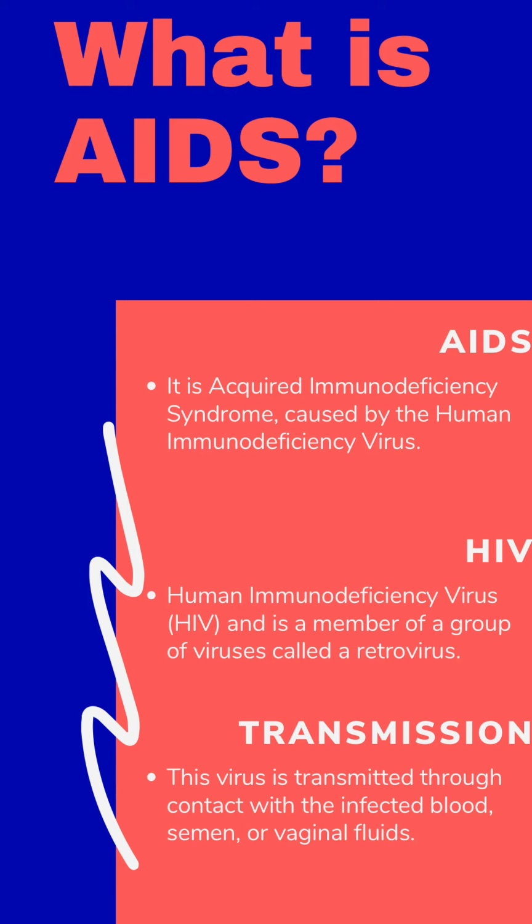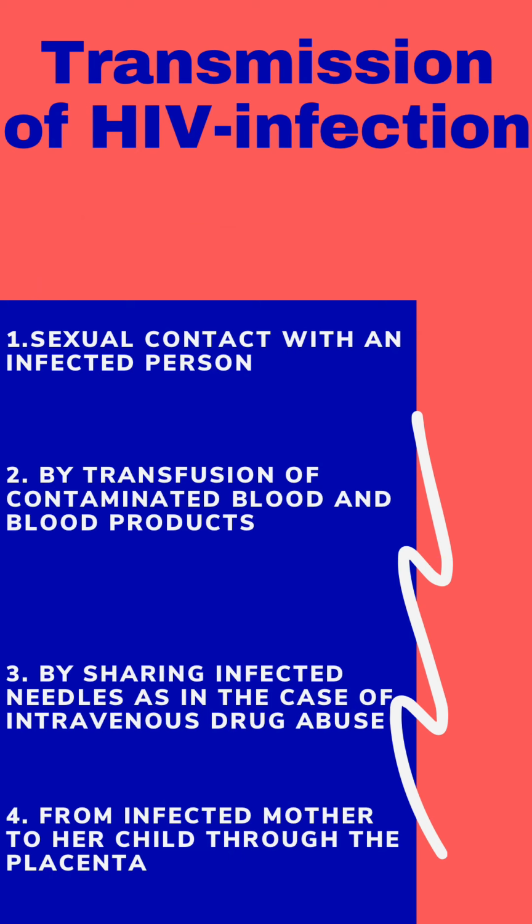And what is the route of transmission? What are the modes of transmission of HIV? It is the infected blood, the semen or the vaginal fluids. How does the transmission of HIV infection occur? Mainly through sexual contact with the infected person. After this, it can occur through the transmission of contaminated blood and blood products, and also by sharing of infected needles in the case of intravenous drug abusers. And it is also transmitted from an infected mother to the child through the placenta. So these are the modes of transmission of HIV infection.